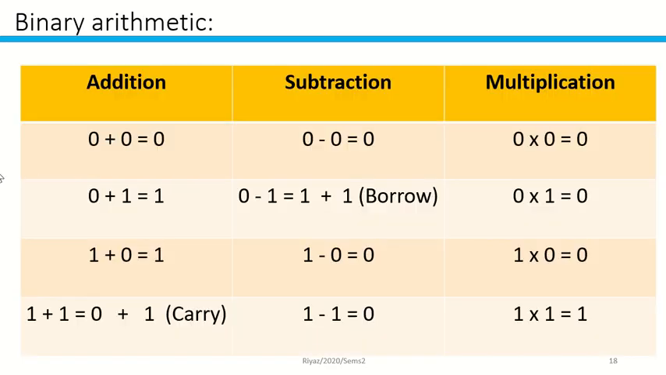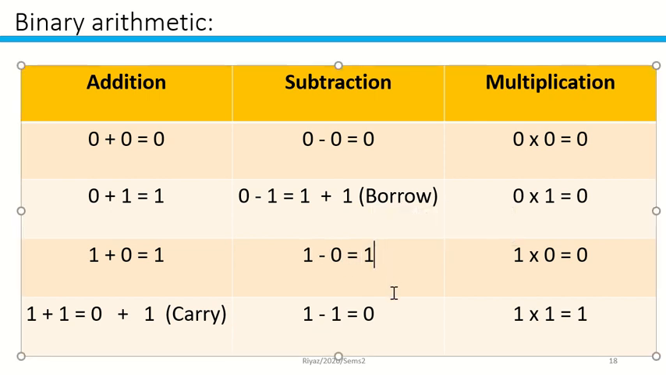So this is the binary arithmetic for addition. Let's say you want to add up 0 plus 0, it should be 0. 0 plus 1 is 1. 1 plus 0 is 1. 1 plus 1 is going to be 0, carry forward 1. For subtraction, 0 minus 0 is going to be 0. 0 minus 1, you have to borrow in front, so you're going to have 1 and borrow 1. 1 minus 0 is going to be 1. This one is 1. And 1 minus 1 is going to be 0.